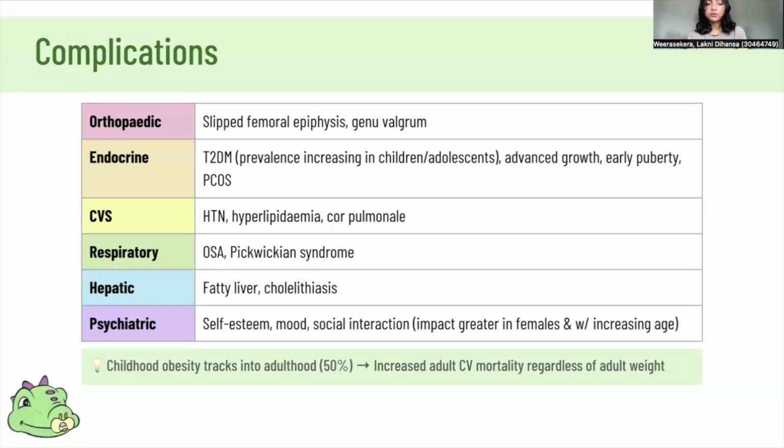And an important point to highlight is that childhood obesity does track into adulthood, and you get an increased risk of cardiovascular mortality as an adult, regardless of your adult weight, if the child has obesity as a child.